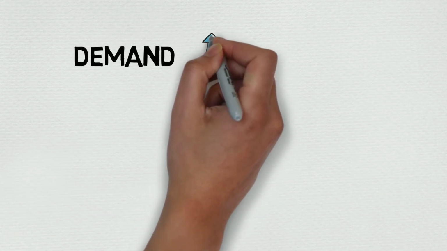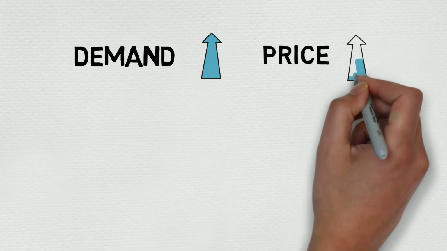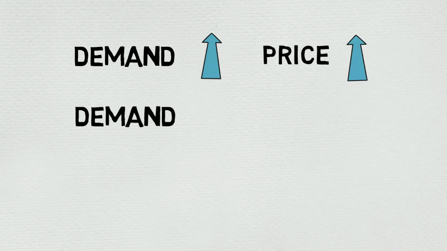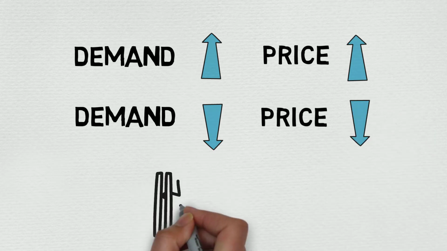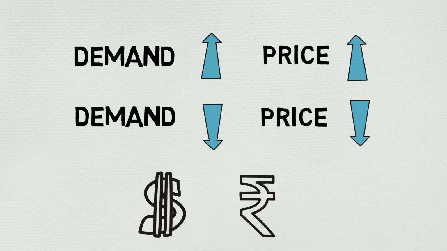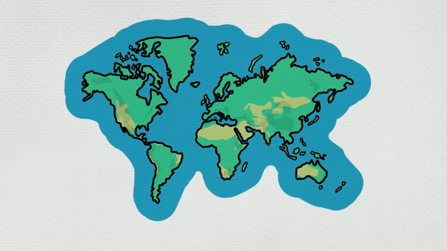See, economics has a simple rule. Whenever demand for something increases, its price tends to increase, and when demand drops, prices drop. So in case of our dollar versus rupee, if demand for dollar increases, then dollar becomes stronger and rupee weakens, and vice versa. Let's understand this with an example.